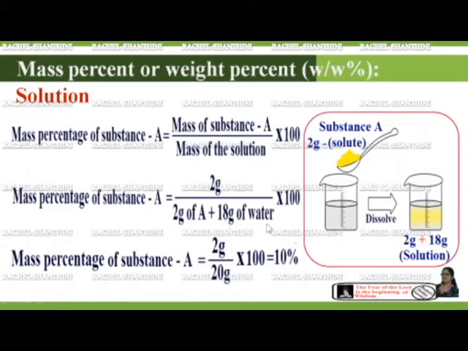How do we get this 18 grams of water? We know the formula for water is H2O. 2 into atomic mass of hydrogen, 1. So 2 into 1, 2, plus atomic mass of oxygen, 16. So 2 plus 16, on the whole 18 grams of water, into 100. So now 2 grams upon 2 plus 18, 20 grams, into 100, we get 10 percent. That is the mass percentage of the solute in the solution.